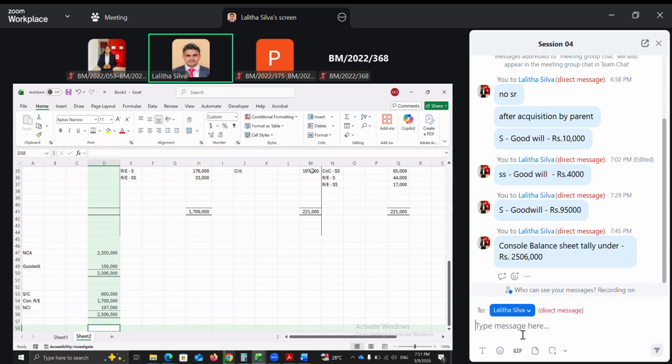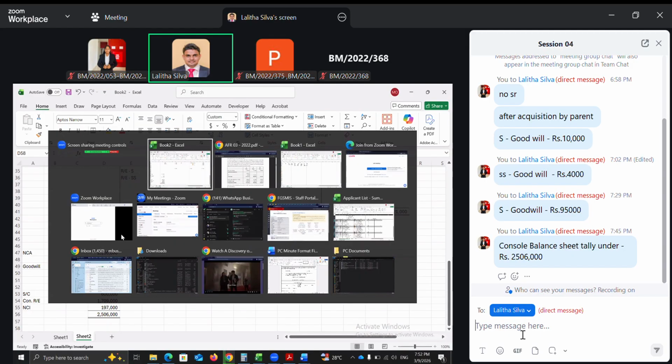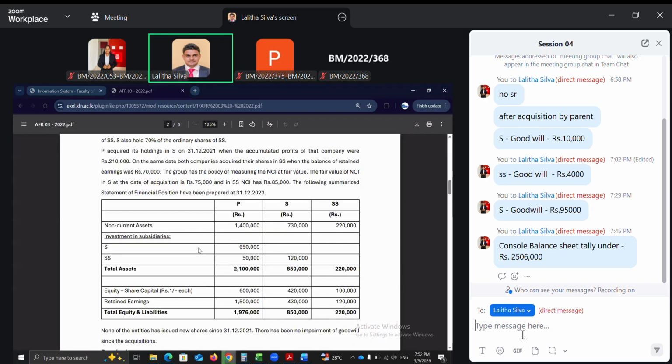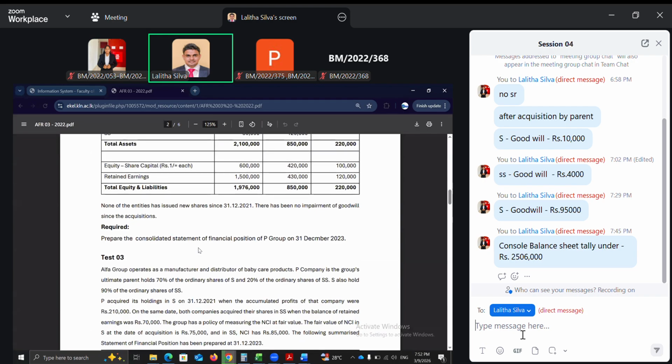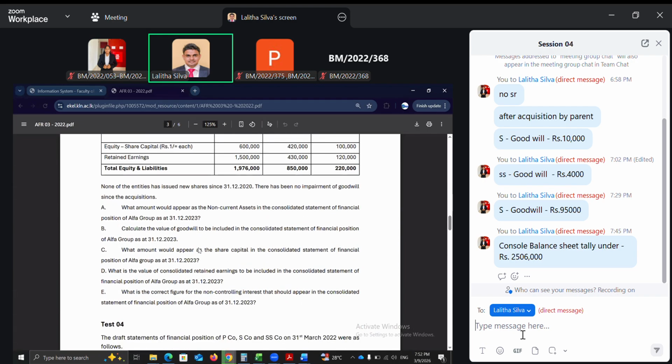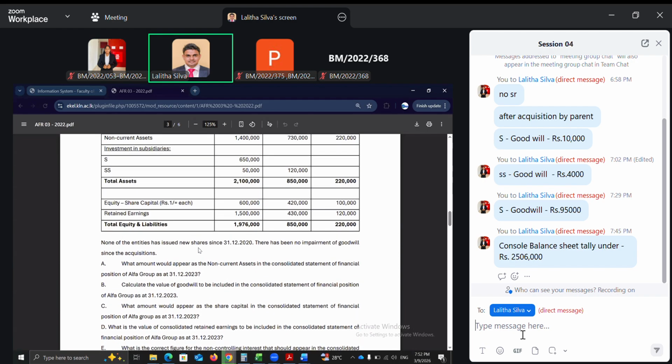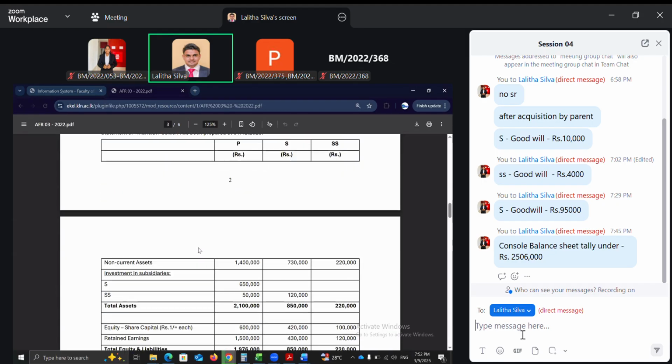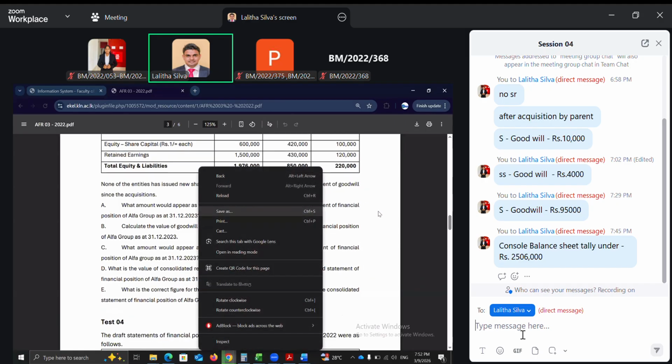Yeah, we take the same answer. Okay, you have got the same answer. Good. That is how to prepare the consolidated statement of financial position under the fair value method for vertical group and mixed group. Okay, now I want all of you to attempt test number 3 and provide me with these answers.